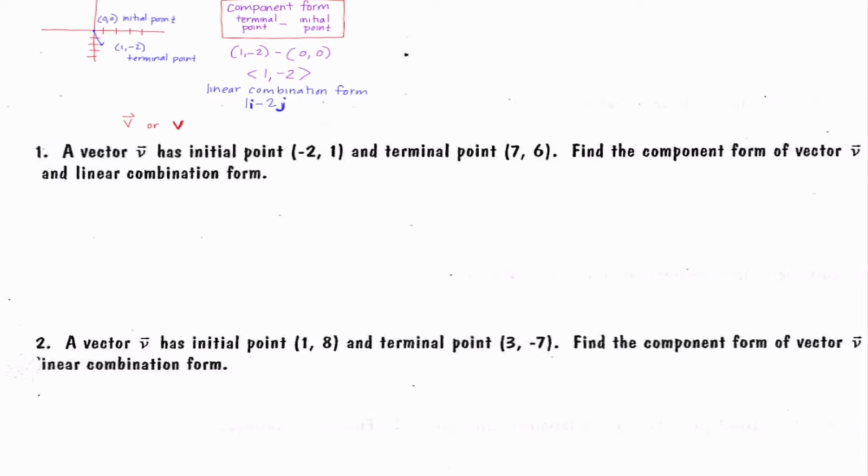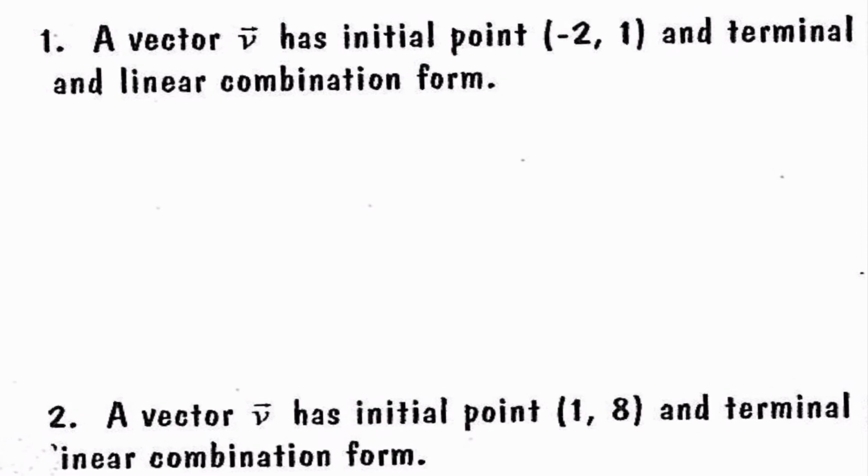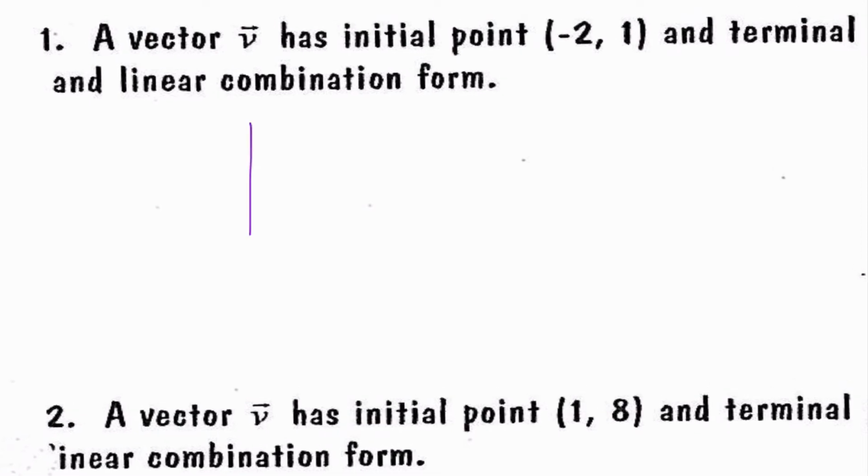Number 1 tells us vector v has an initial point of -2, 1 and terminal point 7, 6. Find the component form of vector v and linear combination form. For all of you visual learners out there, I'm going to start by graphing this out. Now, in order to do this problem, you definitely do not need to graph.